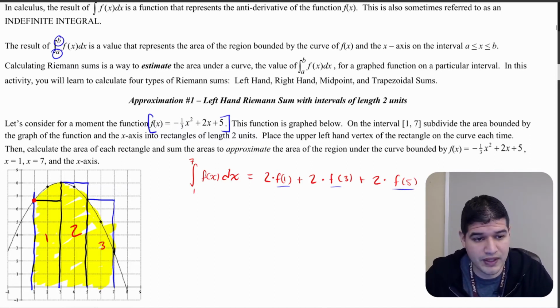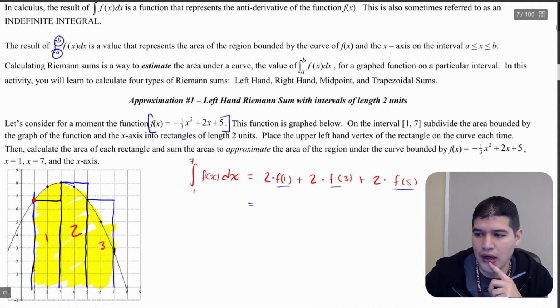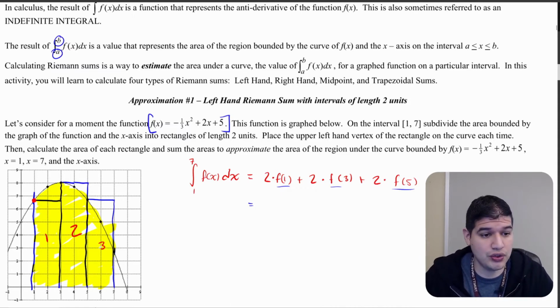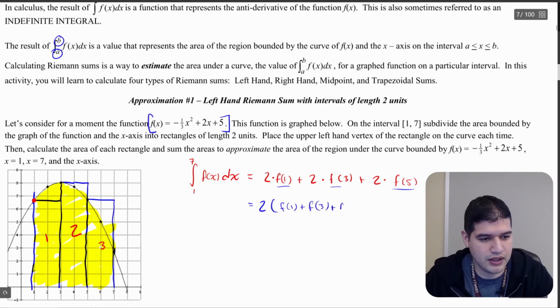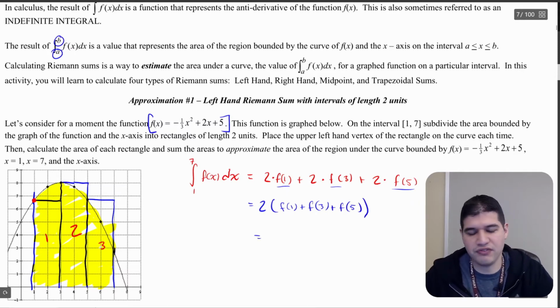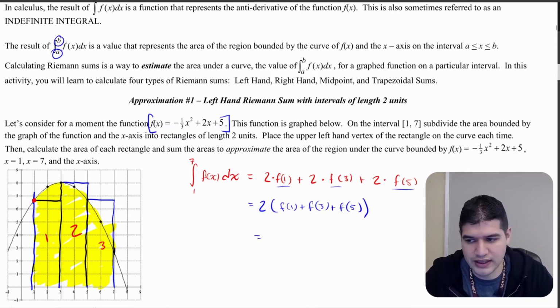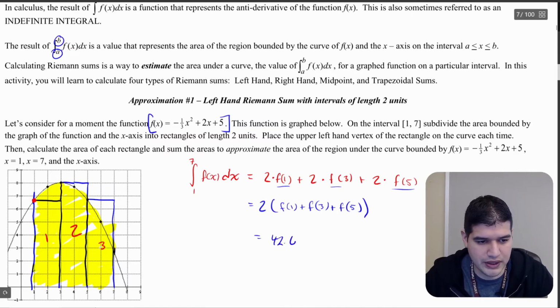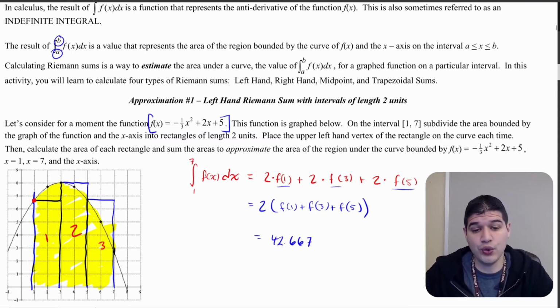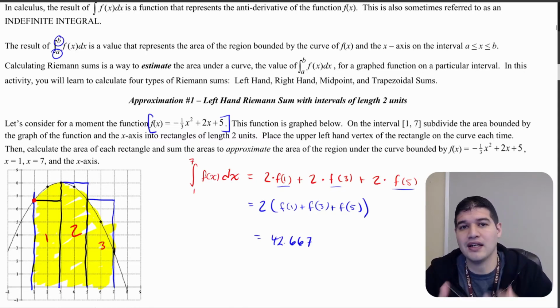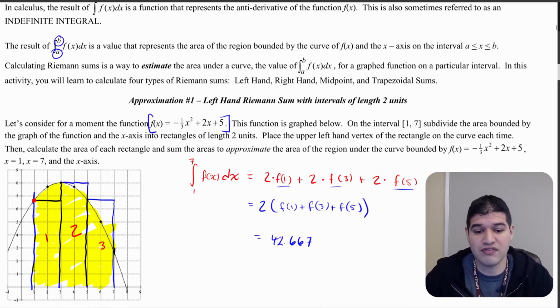So let's go ahead and do that. Before I do that though, I do have a chance to simplify this. So I'm going to factor out 2 from everything, and I'm going to add up f of 1 plus f of 3 plus f of 5. Kind of simplify the calculations here. And when you find those values, rounding to 3 decimal places, 42.667. So 42.667 units, that is going to be an approximation of the area underneath the curve from 1 to 7.